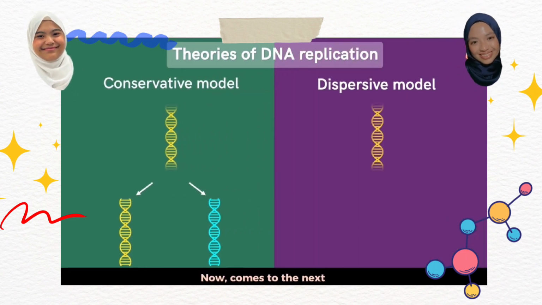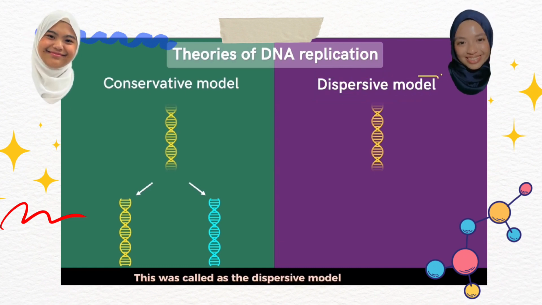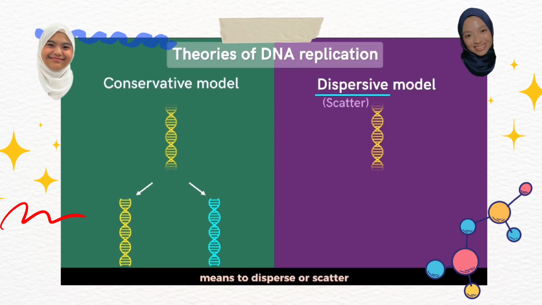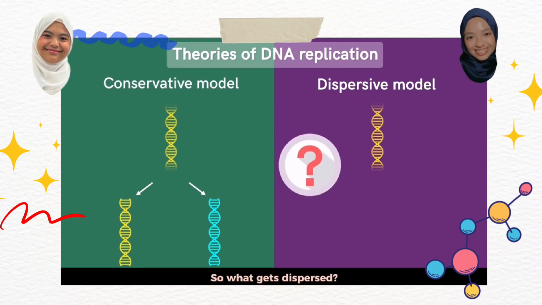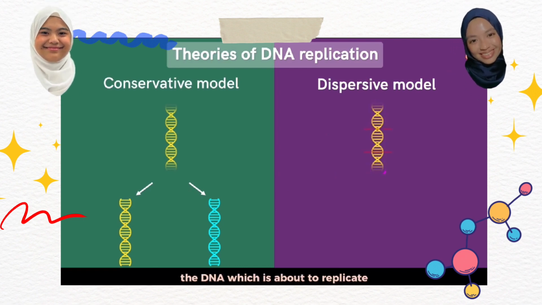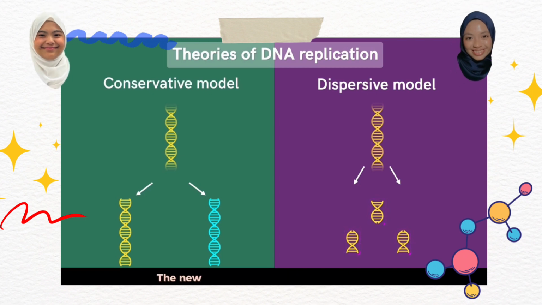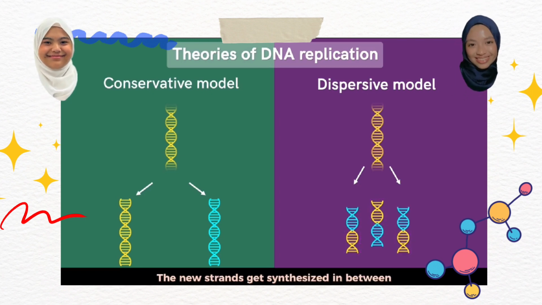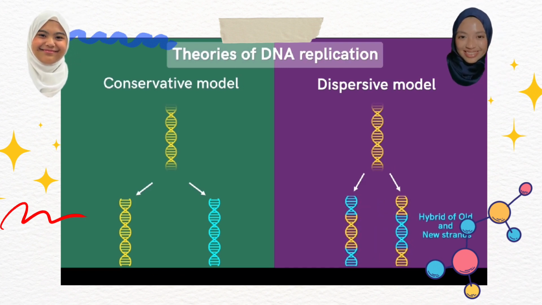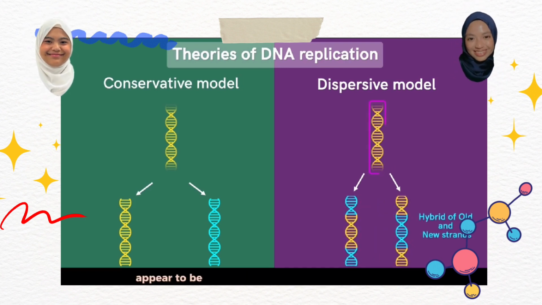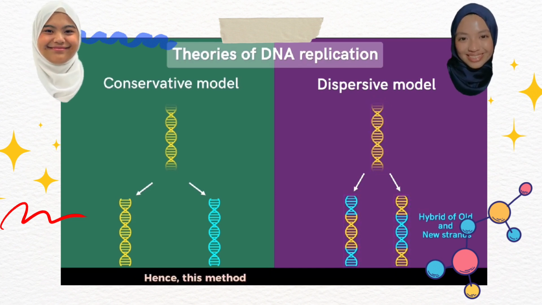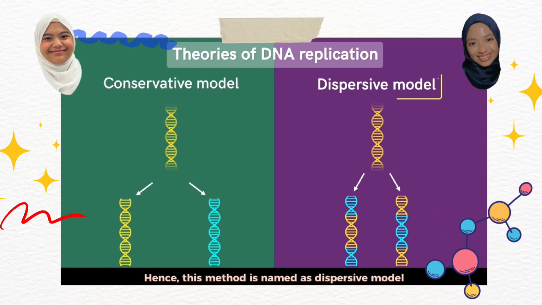Now comes the next one. This was called the dispersive model of replication. As the name suggests, dispersive means to disperse or scatter. So, what gets dispersed? Well, according to this model, the DNA which is about to replicate breaks into small fragments. The new strands get synthesized in between. As a result, we get a hybrid of both new and old strands together. The old parental strands appear to be dispersed in the newly synthesized ones. Hence, this method is named the dispersive model.